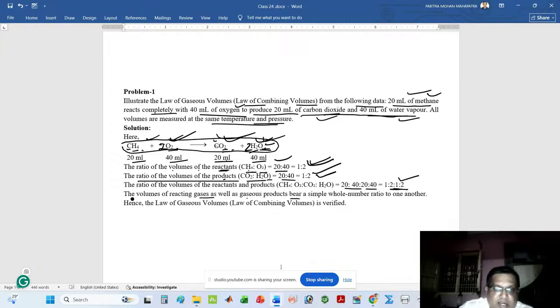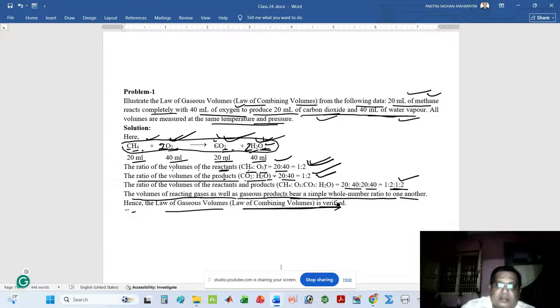So here I can write: the volume of the reacting gases as well as the gaseous products bear a simple whole number ratio to one another. You may think about CH4, O2, CO2, H2O, or any gas you can use. Now here you can say that, since all the ratios are simple whole number ratios, the law of gaseous volume, that is the law of combining volumes, is verified.